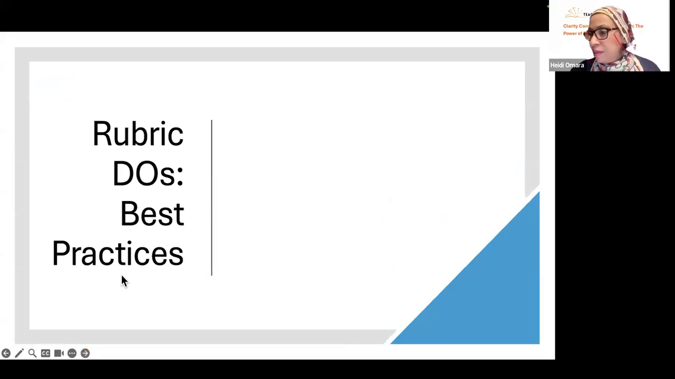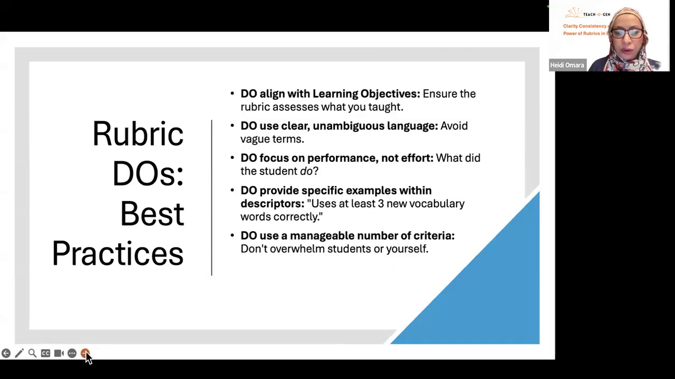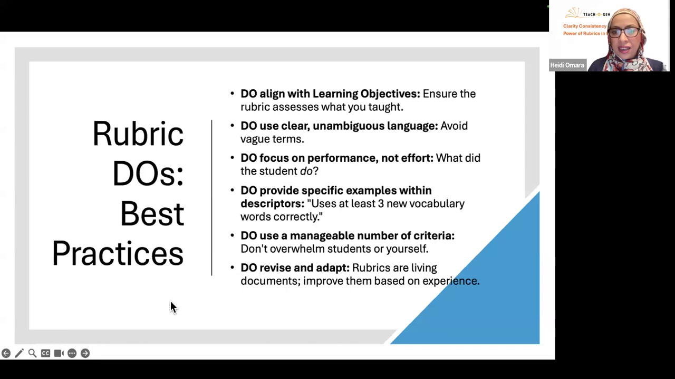Just conscious of the time, we went through most of the do's and the don'ts, and I just want to go through them very quickly. So, as we said, align them with the learning objectives. Don't use jargon or vague terms. Focus on performance, not the effort, because we are talking about the piece of writing itself. And provide specific examples with descriptors.